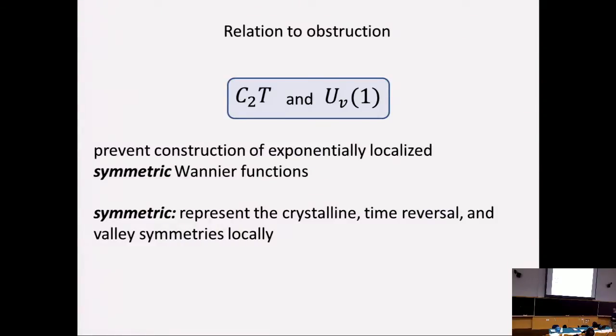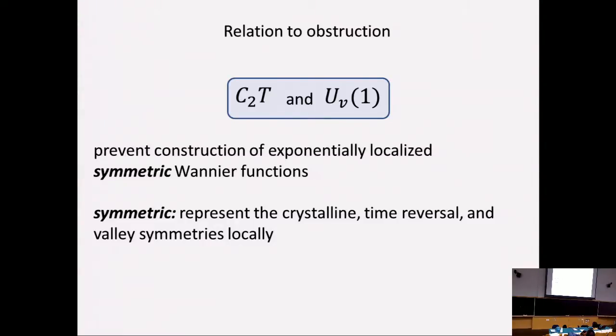Okay, so now in the remaining 25 minutes, I'm going to tell you a little bit about how this is related to the obstruction that has been discussed in the literature, maybe very quickly. There's the following claim in the literature, which states that if you have a twofold rotational symmetry about the z-axis, followed by time reversal, and then in addition, if the valley quantum numbers are conserved, which is the content of this statement that U(1) valley symmetry is a good symmetry, then there's an obstruction to building, first of all, exponentially localized and symmetric Wannier functions.